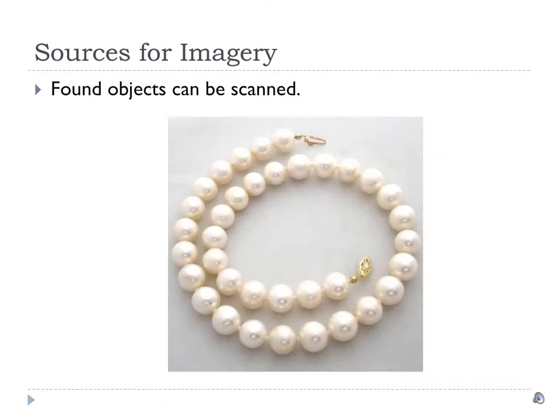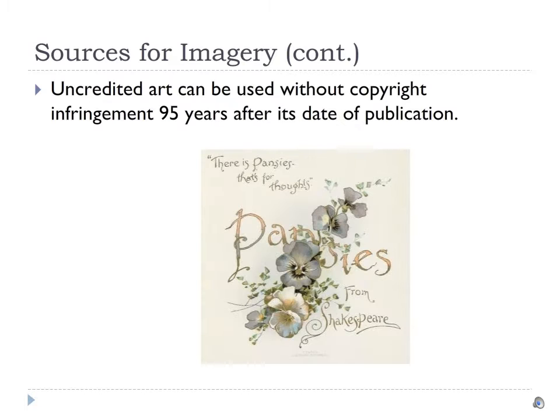There are many great sources for imagery. One of them is scanning found objects. Often these objects need to be digitally manipulated, but it can be a very original source for imagery. Uncredited art can be used without copyright infringement 95 years after its date of publication. You can find many sources of uncredited art on the internet.